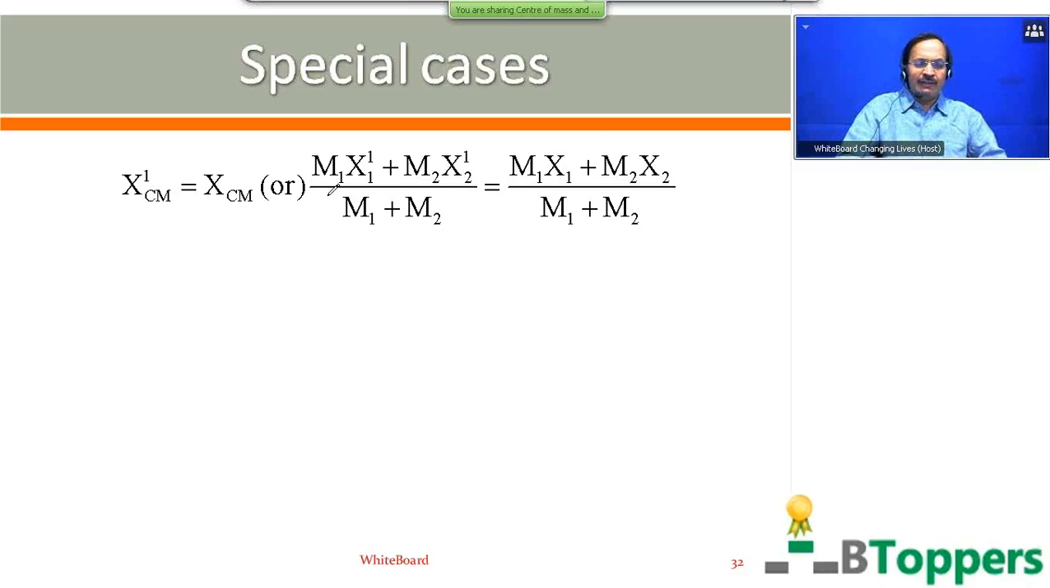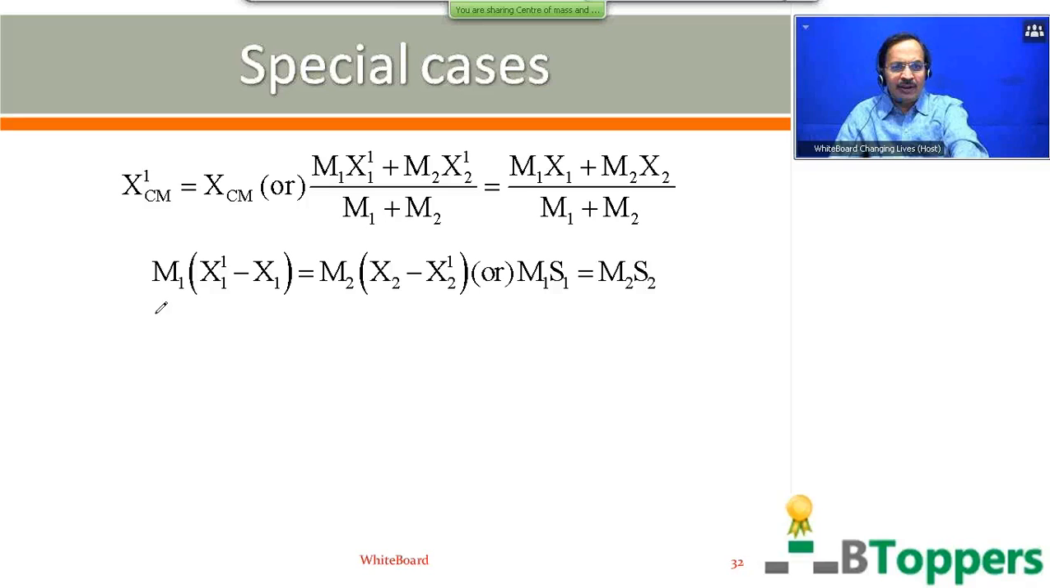So you can write (M1 X1' + M2 X2')/(M1 + M2) = (M1 X1 + M2 X2)/(M1 + M2), or M1 (X1' − X1) = M2 (X2 − X2'). X1' − X1 I have written as S1, and X2 − X2' is S2.